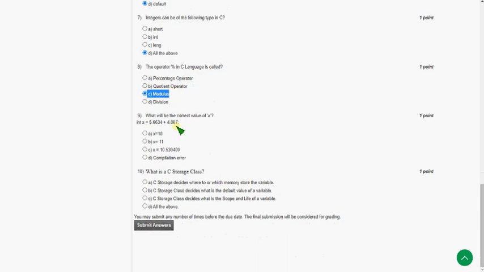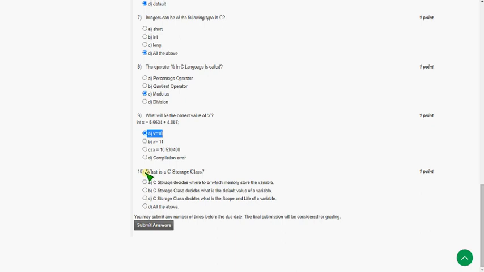And ninth question, what will be the correct value of X? There is a decimal, meaning point values. But you have declared x as an integer, so it will only give an integer value. When I did this, I got the value of x as 10. So ninth question answer is option A.